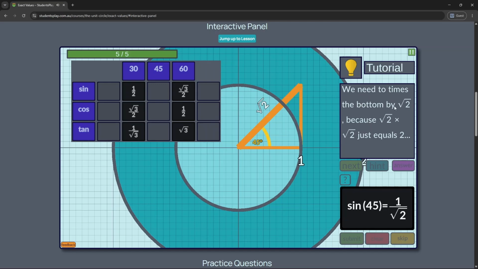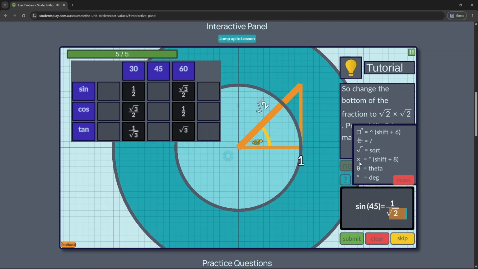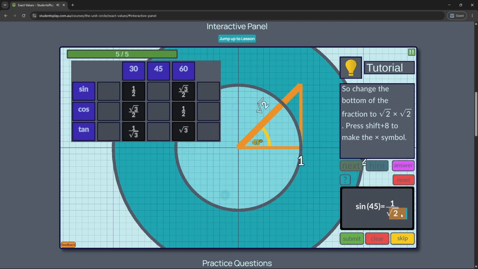We need to times the bottom by square root of 2 because square root of 2 times square root of 2 just equals 2, okay? So change the bottom of the fraction to square root of 2 times square root of 2. Press shift and then 8 to make the times symbol. Okay, and if you ever forget that, you can see it here as well. The times symbol is the asterisk on your keyboard, and you can get the asterisk by holding down shift and pressing 8.